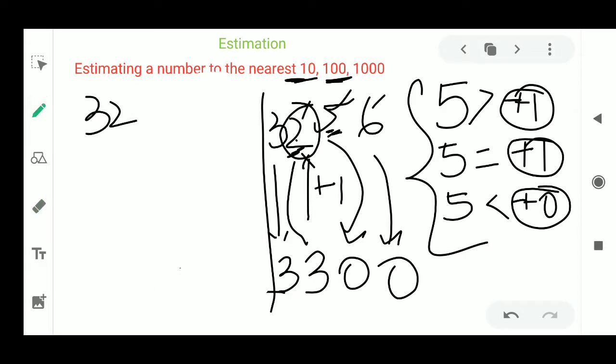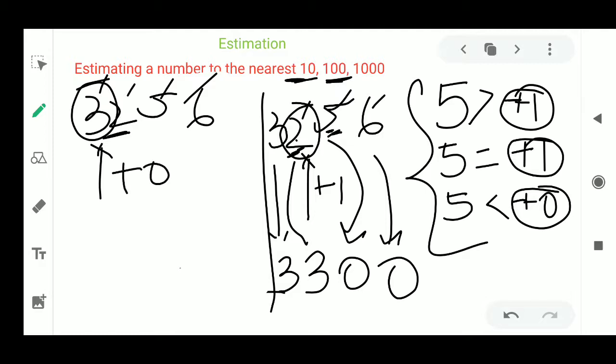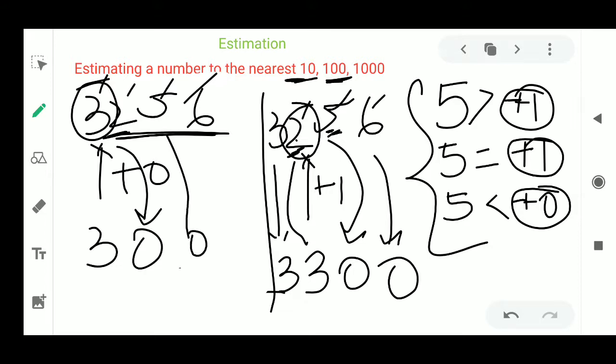3, 2, 5, 6. So thousands, hundreds, tens, ones. We circle this digit and put an arrow. Now check, after the circle there is a 2. So 2 is obviously less than 5, so we will add 0. So 3 plus 0 is 3, and all the digits to the right side of the circle become 0. This also becomes 0, this also becomes 0.